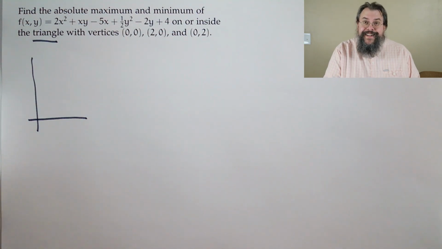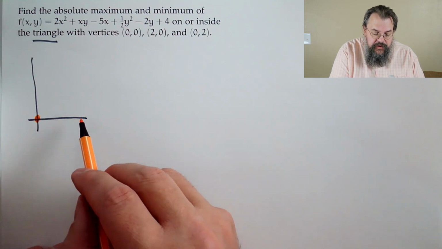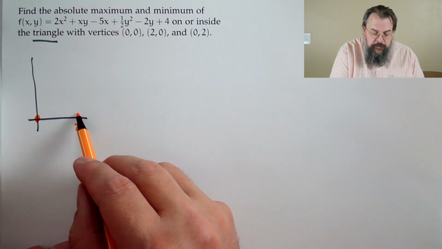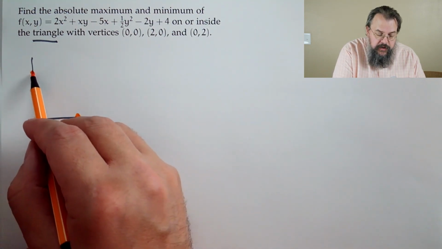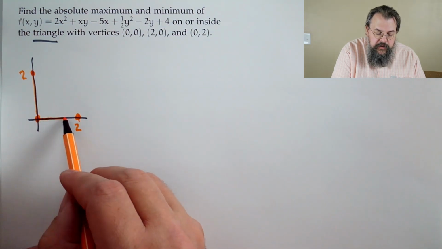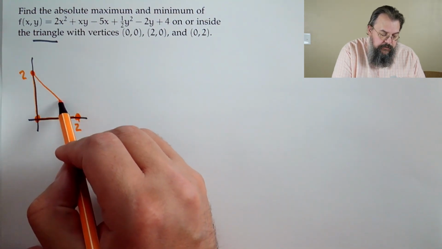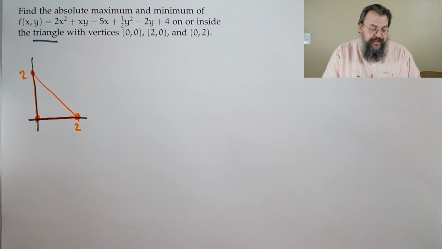0, 0. Nice. It's always nice to get the origin involved. Okay, 2, 0 would be over here. 0, 2 would be up here. So we get a nice triangle sitting there. And it says, of course, it can be on or inside.